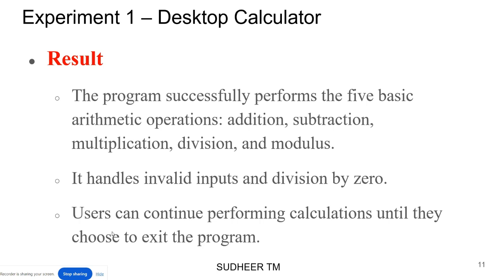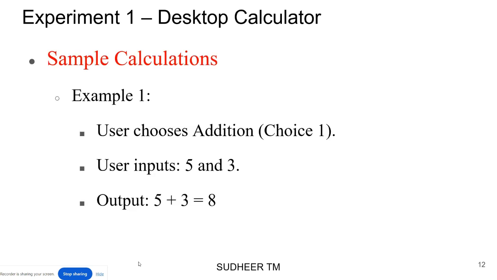So this is what we are expecting our program code to be. Then after that you need to write the result of your execution. Here you need to attach your screenshot; if mobile, take a mobile screenshot, if computer, take a computer screenshot. I want the screenshot in the report. Okay, the program successfully performed the 5 basic arithmetic operations. Anyway, I'm going to share this document with you. So sample calculations also you need to show.